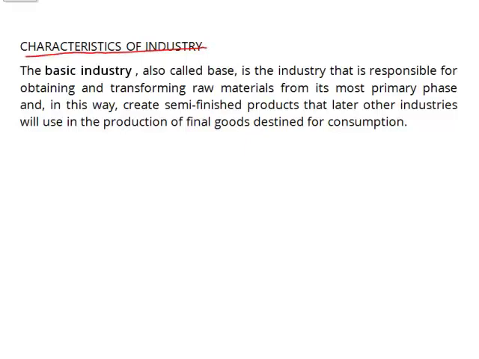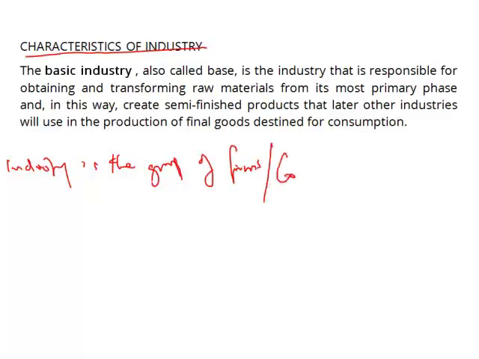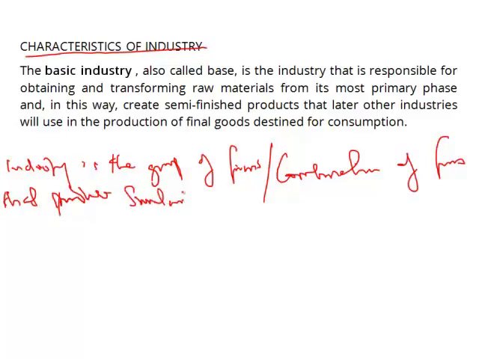Before we start, what do you mean by industry? Industry is the group, or let me say combination, of firms that produce similar or substitute goods. So that's the simple meaning of industry.